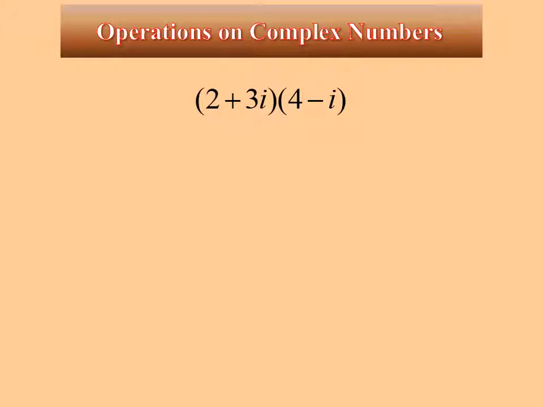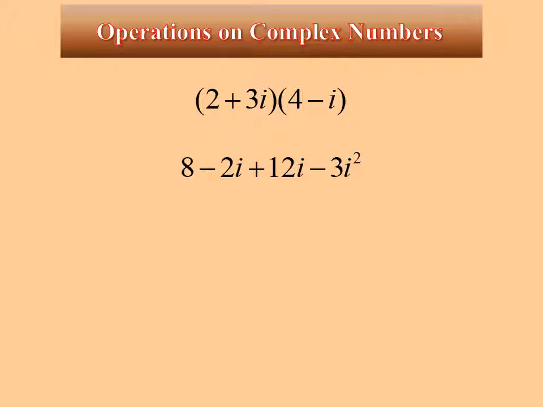Just like with x's, to multiply these two expressions, these two complex numbers, we just use the FOIL method for the multiplication of two binomials. 2 times 4 is 8. 2 times negative i is negative 2i. 3i times 4 is 12i. And 3i times negative i is negative 3i squared.